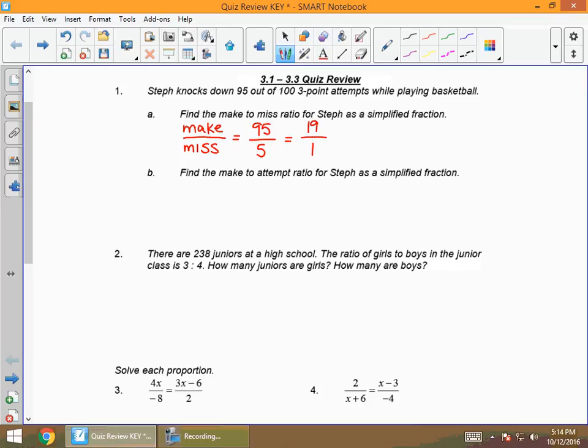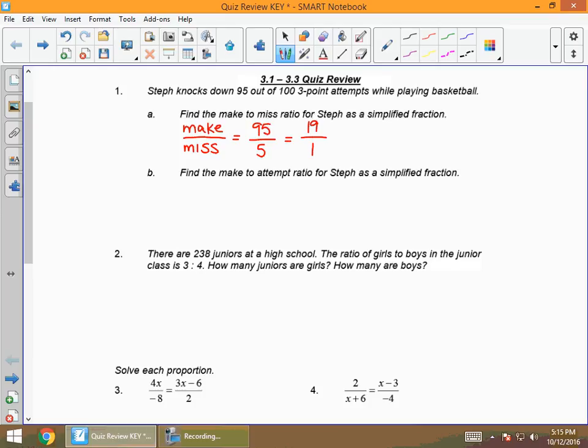Some of you may be wondering, do I have to write the 1? Yes, you absolutely have to write the 1 in this ratio, so that way we know how many misses. I know when we simplify most fractions into whole numbers, we would just write this as 19. But when we're talking about a ratio, remember it is always a comparison of two numbers. So 19 to 1, that 1 absolutely must be there.